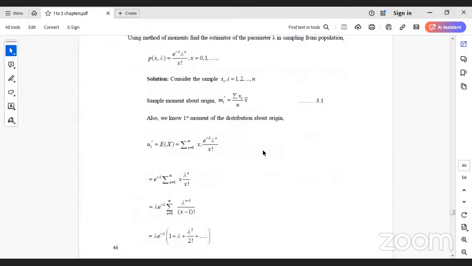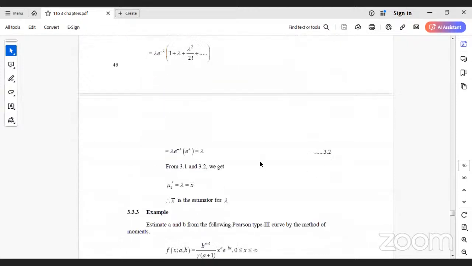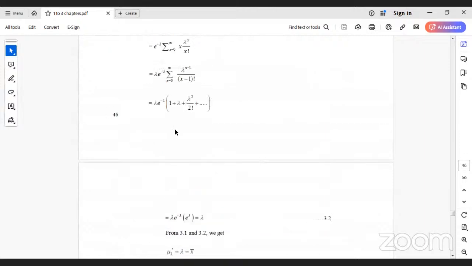So therefore, e^(-lambda) summation of x = 0 to infinity of x into lambda^x by x!. So therefore, lambda into e^(-lambda) summation of x = 0 to infinity of lambda^(x-1) by (x-1)!. So lambda into e^(-lambda), simplifying here: 1 plus lambda plus lambda square by 2 factorial plus lambda cube by 3 factorial and so on. So lambda into e^(-lambda) into e^lambda is the simplification of this one; this series we have read here as e^lambda.